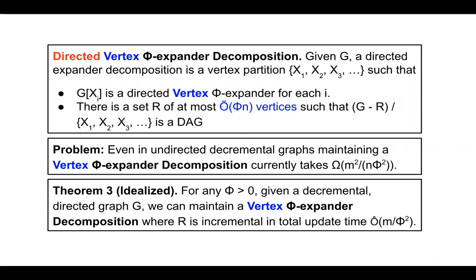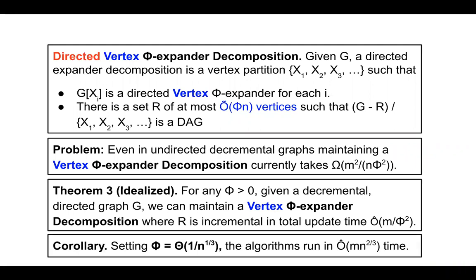So in particular, for a decremental directed graph G, we can maintain a vertex phi expander decomposition with an incremental set R of at most phi n vertices, in total update time m over phi squared. And once you're given that, you can rebalance the terms in Wonsky's algorithm, and you can now set phi to be 1 over n^(1/3), and then the total algorithm update time becomes m n^(2/3).